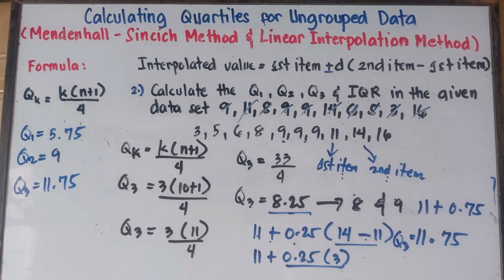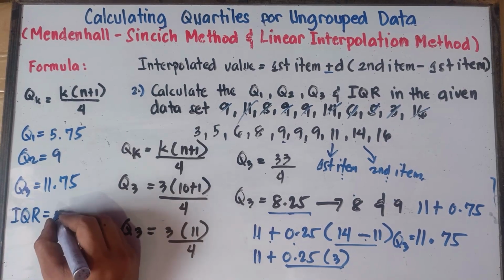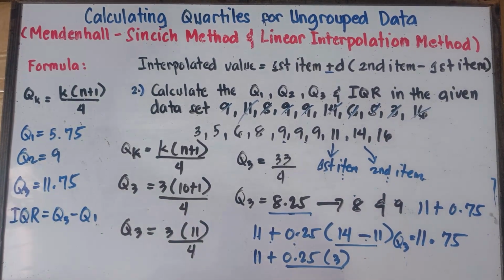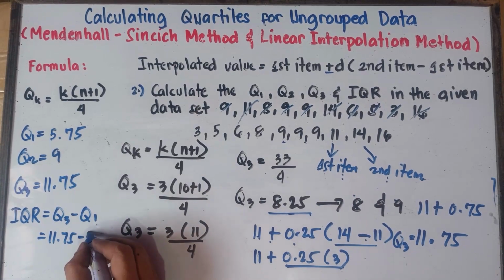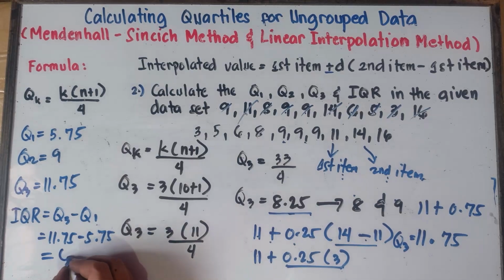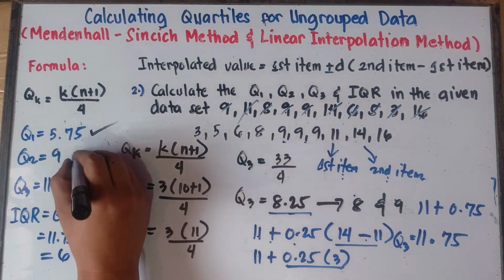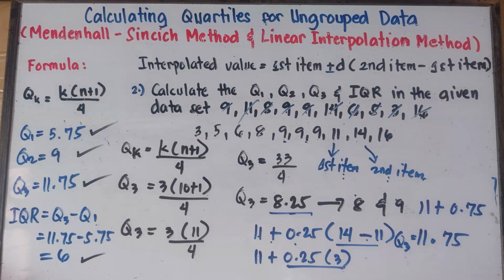We're all set. Alright, and then to get the interquartile range, so this will be quartile 3 minus quartile 1. Alright, so this will be quartile 3 is 11.75 minus 5.75. So therefore, IQR, what's the answer, class? That's correct. That would be equal to 6. And then that's it, class. We're all set for quartile 1, quartile 2, quartile 3, and then IQR.